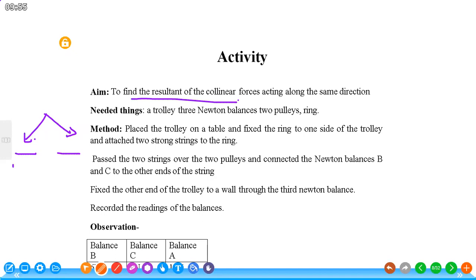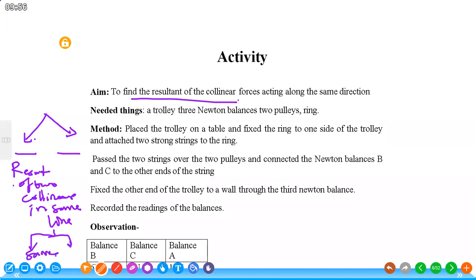The first one, result of two collinear forces in the same line. And second one, result of two parallel forces in different lines. Result of two collinear forces in the same line, in here same line. Then this can be classified into two ways. One is same direction, the result of same direction, and this one is opposite direction.